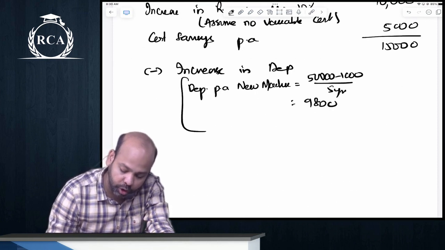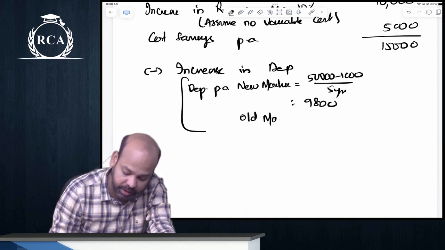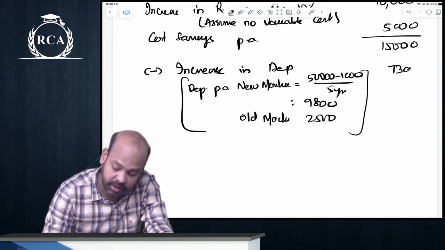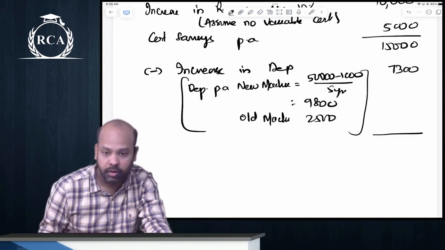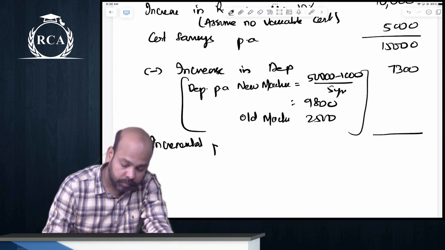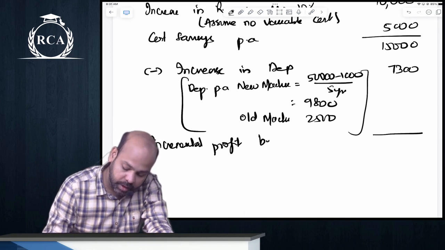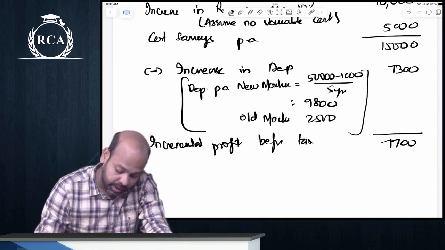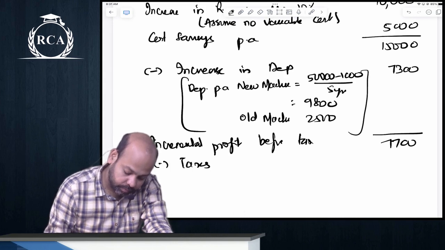If you would have continued with the old machine, beta, depreciation would have been 2,500. So increase in depreciation is 7,300. What is your incremental profit before tax? Incremental profit before tax, beta, is 7,700. Deduct taxes at 30%.